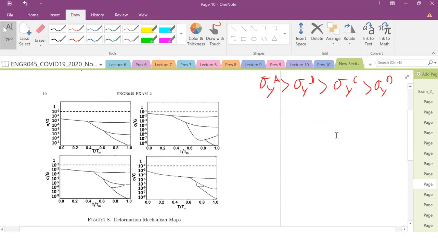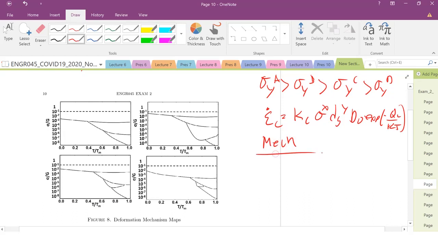So we're going to have our typical creep equation, our generic one right here: the creep rate, epsilon dot, is equal to Kc times sigma to the x power, dg to the y power, times D naught exponential of minus Qc over kT. Our table will include Nabarro-Herring, Coble creep, and our dislocation law or power law creep. We'll write this out again. It's in the notes: the mechanism, our Q, our x, and our y values.